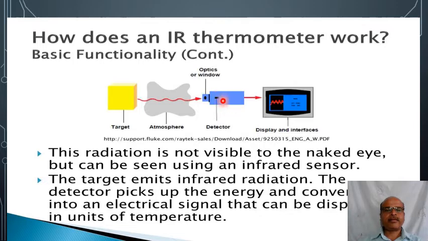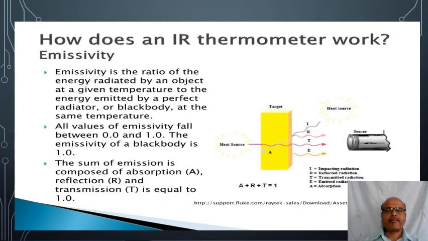This electrical signal can be displayed in units of temperature, so we can measure the temperature. So this is the basic principle of an IR temperature detector or IR temperature sensor. How does an IR thermometer work?